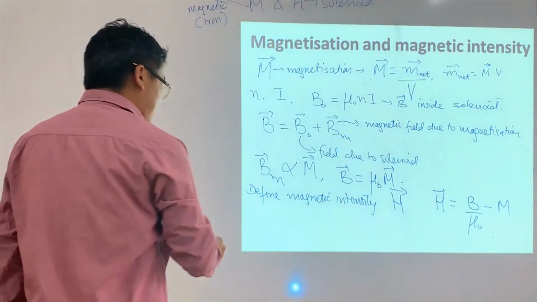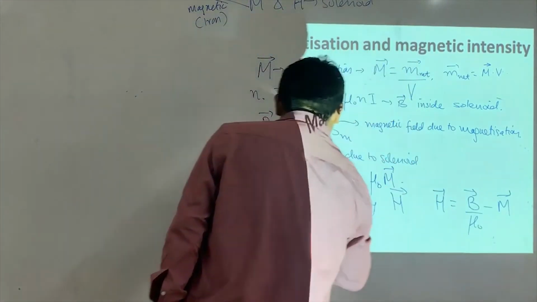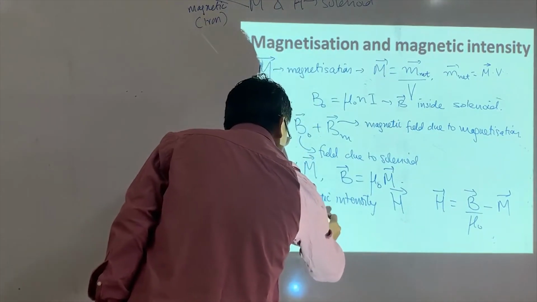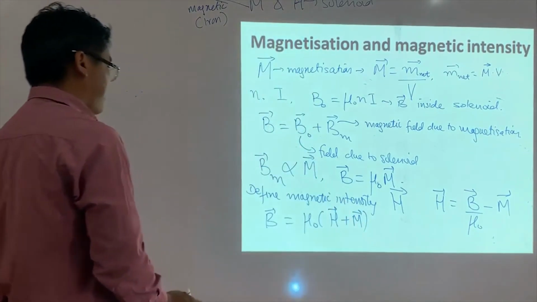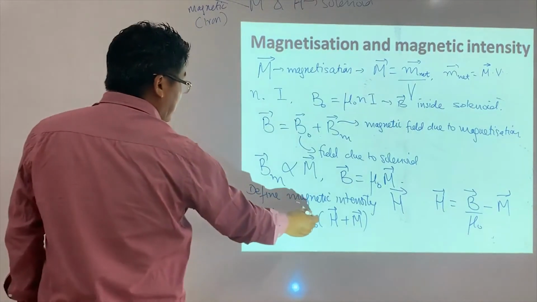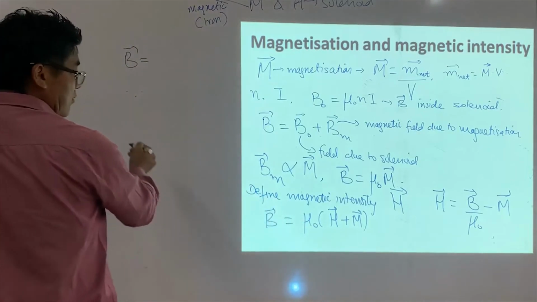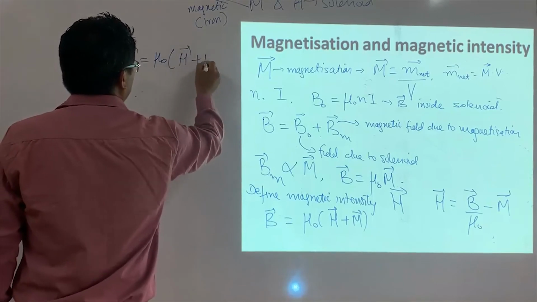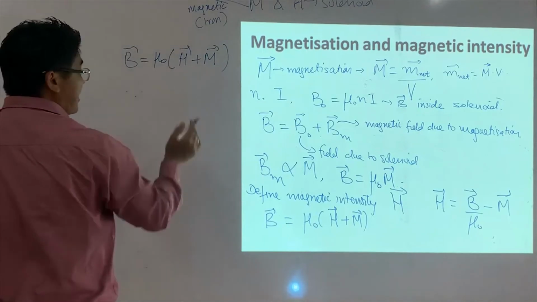So therefore what we have is B is equal to, I just put vector, these are vectors. B is what we call as mu naught (H plus M). Now look at here, M is equal to mu naught H by M. So now these two are related. M and H are related.